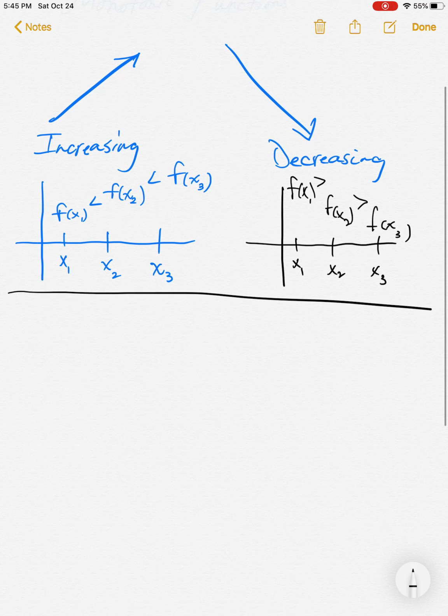But let's get this into some calculus viewpoint, right? That's understanding some basic algebra concepts for monotonically increasing and decreasing functions. There's some things that you need to know, and we're going to be talking about the first derivative test.